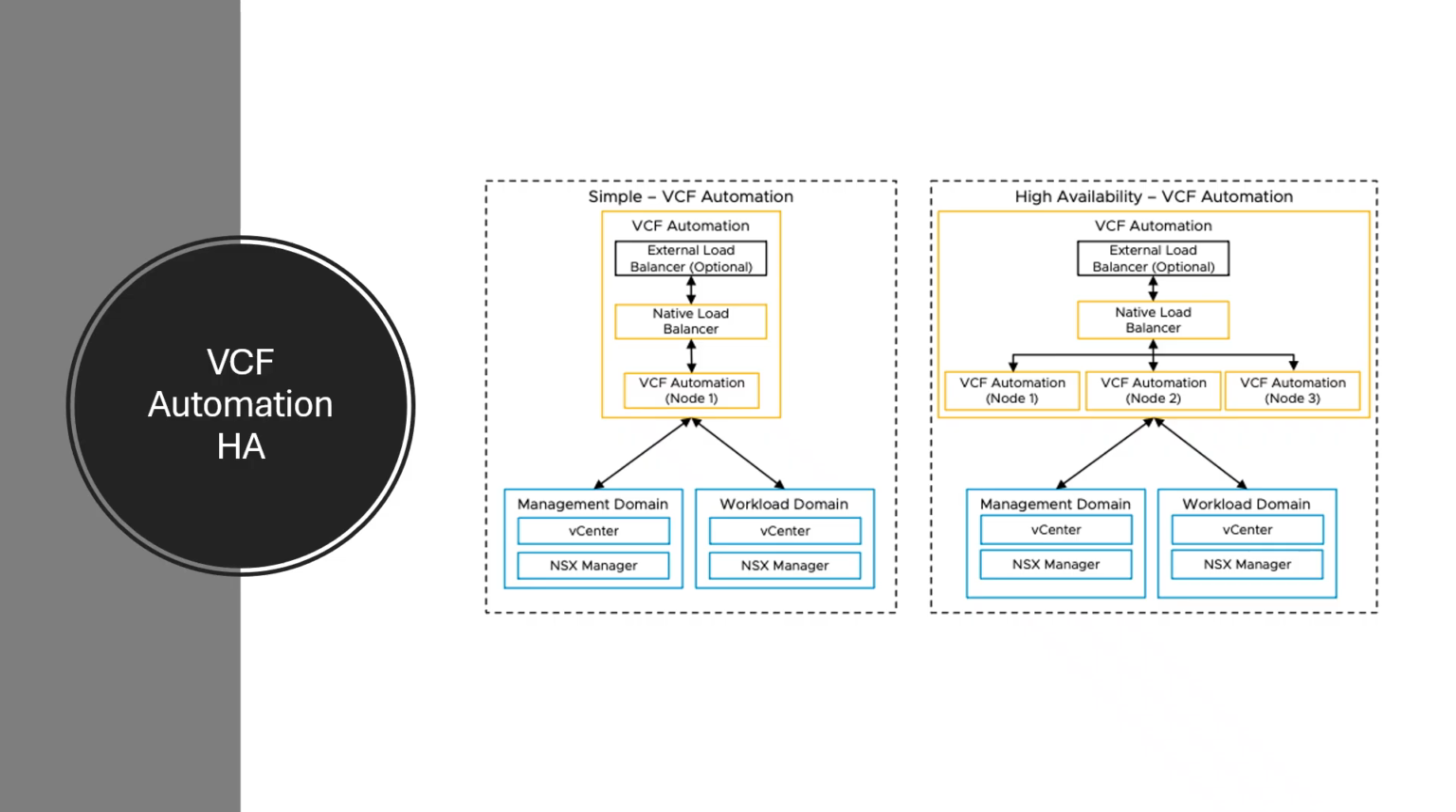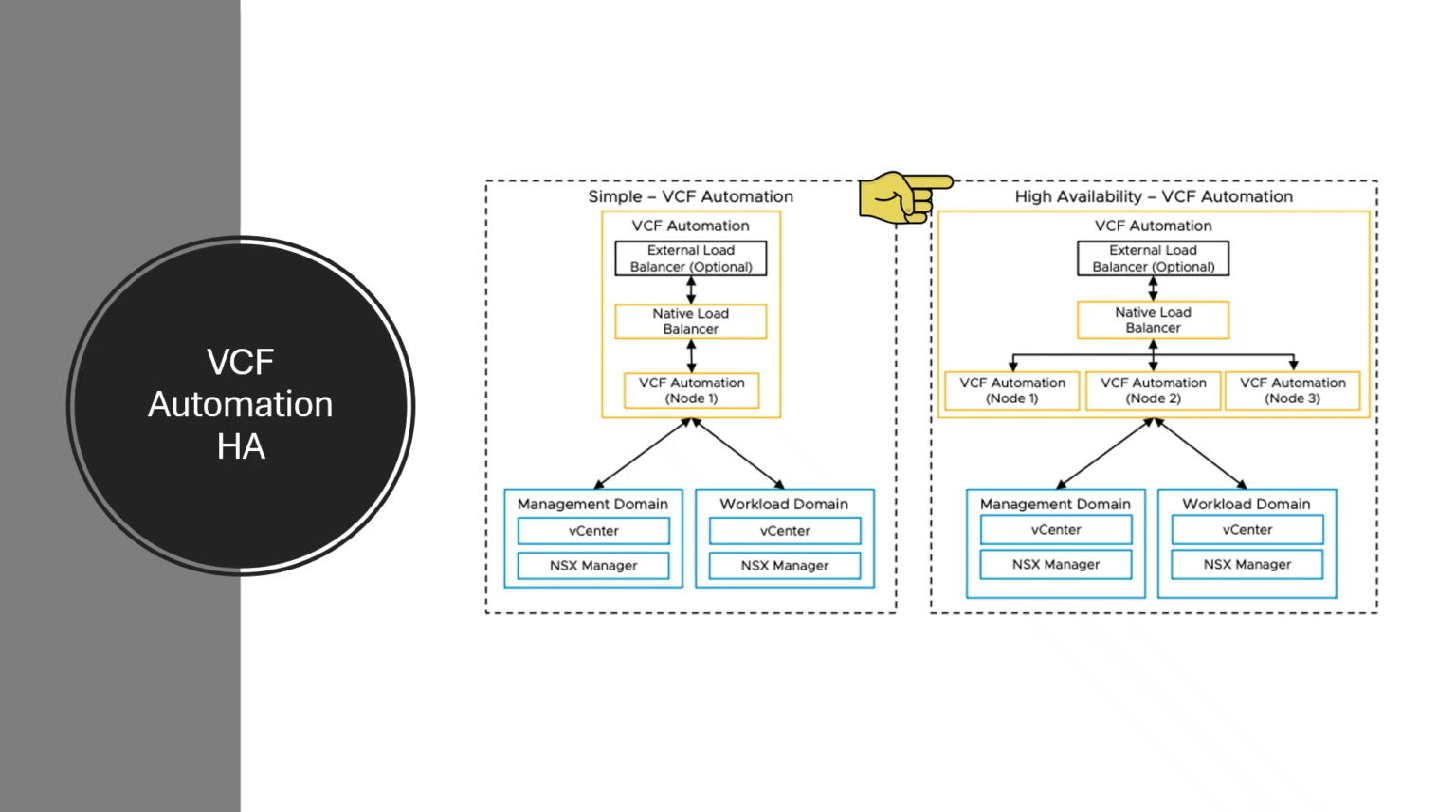All right, everyone. Now let's understand the architecture of VCF automation deployment. Here you can see two designs side by side. On the left, we have the simple deployment, and on the right, we have the high availability deployment. Let's go through both so we clearly understand when each one is used in production.